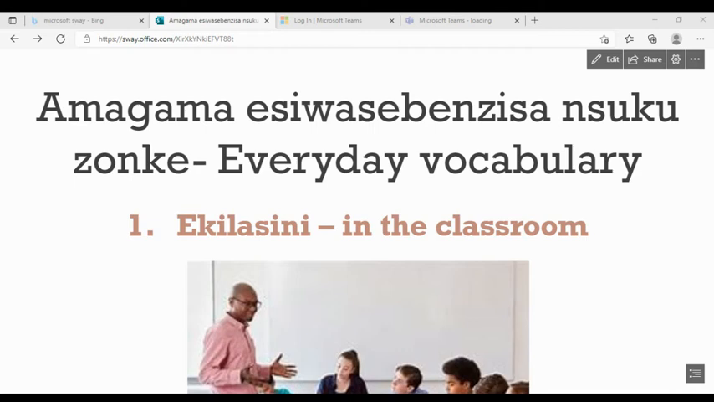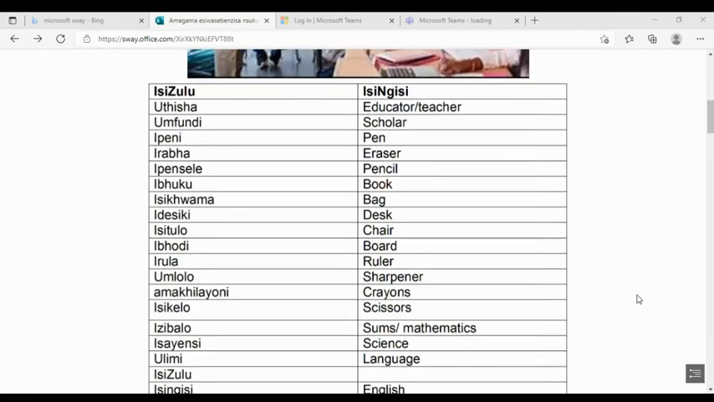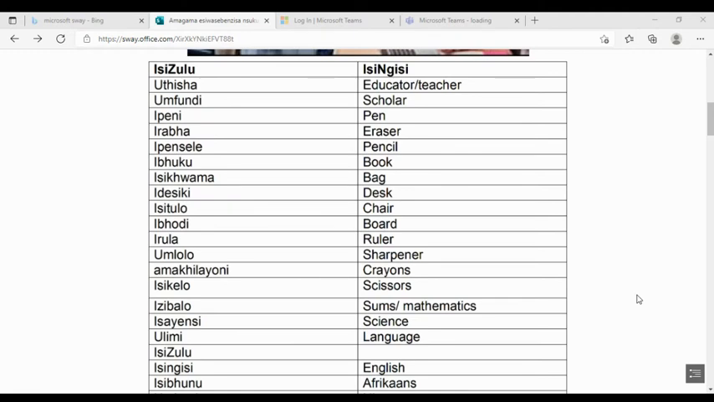We are going to look at everyday vocabulary. Okay? We're starting with the words that we use in the classroom. Okay. When we are in the classroom, we use these words.